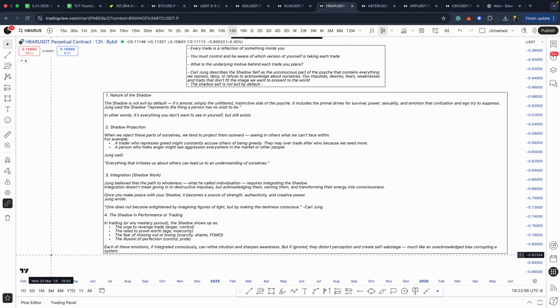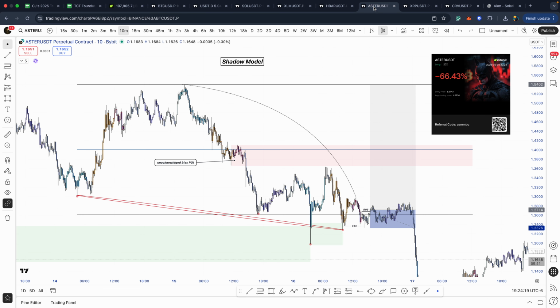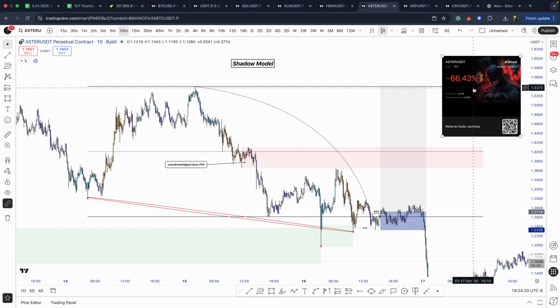Each of these emotions, if integrated consciously, can refine intuition and sharpen awareness. But if ignored, they distort perception and create self-sabotage, much like an unacknowledged bias corrupting a system. With that in mind, I'm going to come right into an application of a shadow trade right here on ASTER.